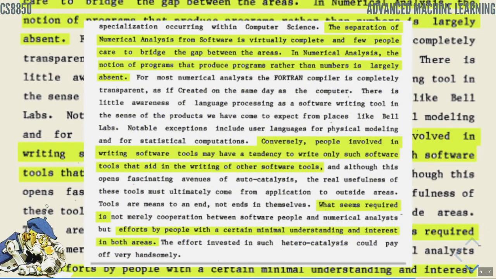Here's a little more interesting stuff that Bert Speelpenning is writing. The separation of numerical analysis from software is virtually complete. That's 1980. And few people care to bridge the gap between the areas. In numerical analysis, the notion of programs that produce programs rather than numbers is largely absent. Conversely, people involved in writing software tools may have a tendency to write only such software tools that aid in the writing of other software tools. Think of all of the AngularJS and other toolkits and dev kits and all of that. Well, anyway, sorry. What seems required is efforts by people with a certain minimal understanding and interest in both areas. Like, at your leisure, when you have time, do read What Every Computer Scientist Should Know About Floating-Point Arithmetic.